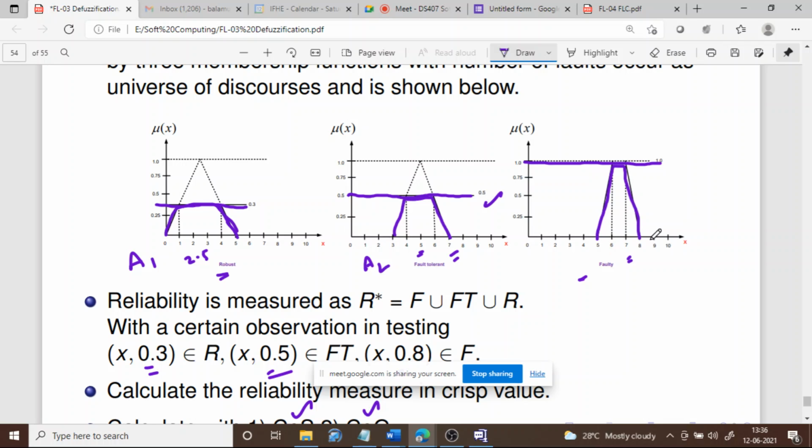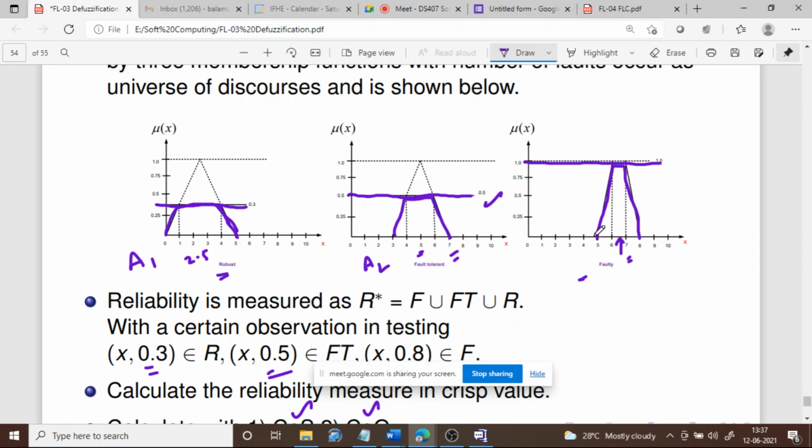And you find the area of this trapezoid. This is also a trapezoid. And here the middle point is 6.5. Okay. All middle points you find and then plug into that formula. The first middle point into A1 plus second middle point into A2 plus third middle point into A3, divided by the sum of all areas, right? So whatever the result you get, that will be the crisp value.